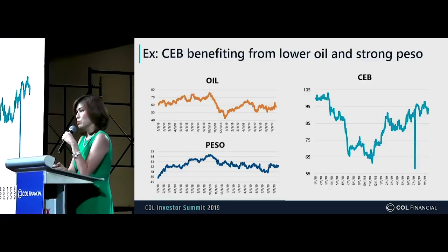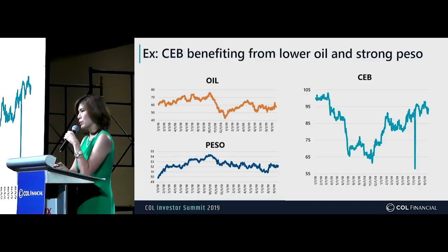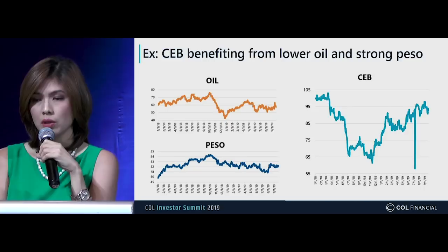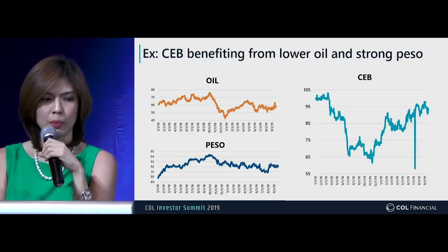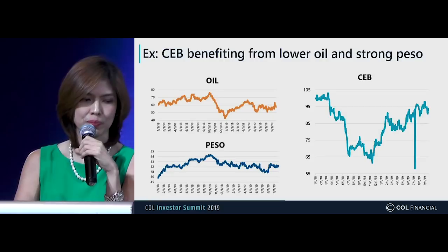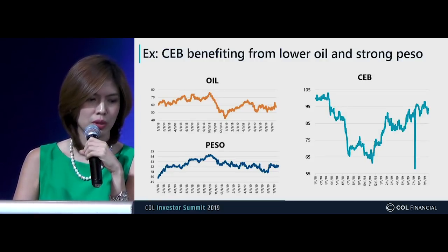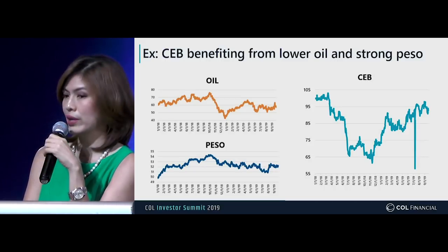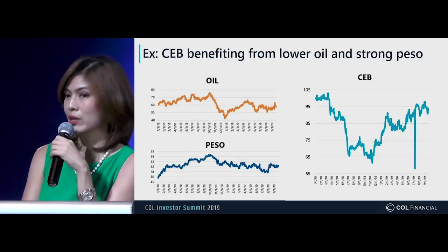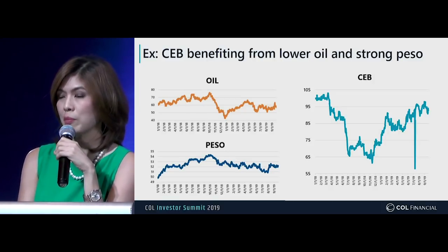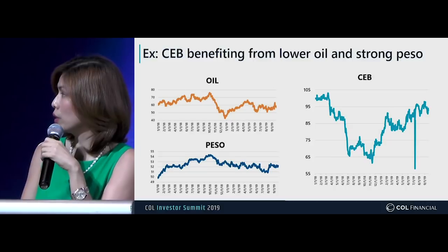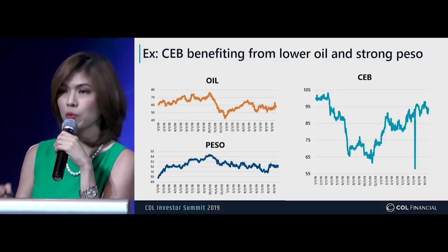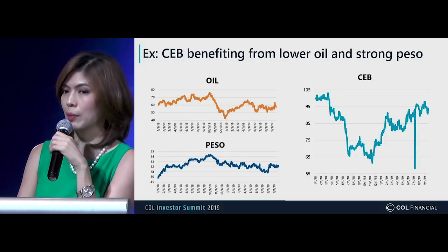Okay, and for Cebu Pacific, notice how it is very sensitive to oil prices and the peso. So you can see how last year the price of Cebu Pacific from close to 100 pesos fell to around mga 60 plus, no? And it was because last year, you can see how oil prices were actually going up and the peso was depreciating. This time around, we're seeing the reverse. We're seeing oil prices go down and the peso strengthening, which is why share price of Cebu is picking up.